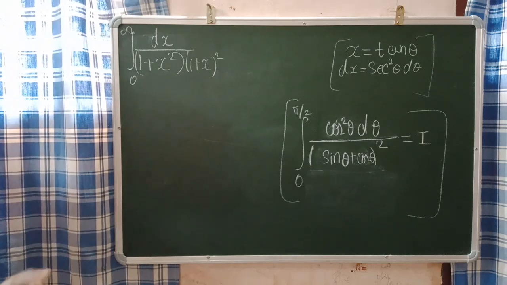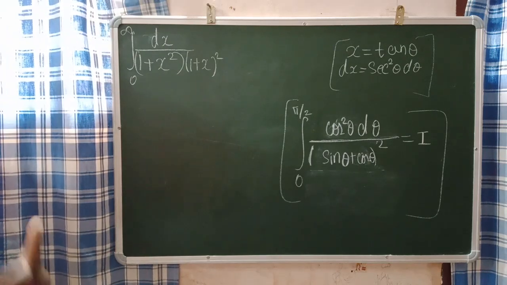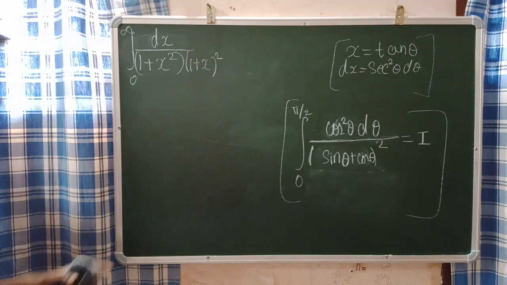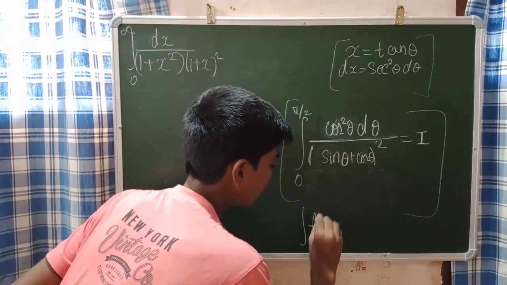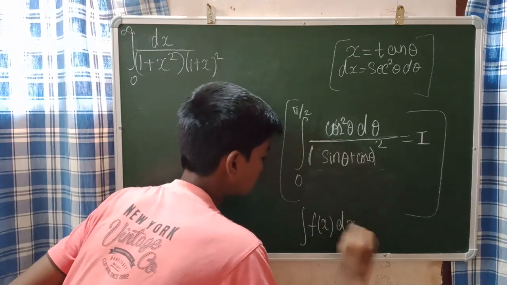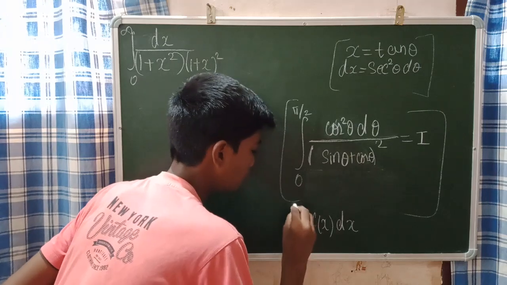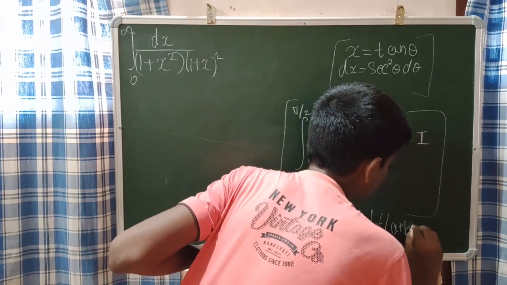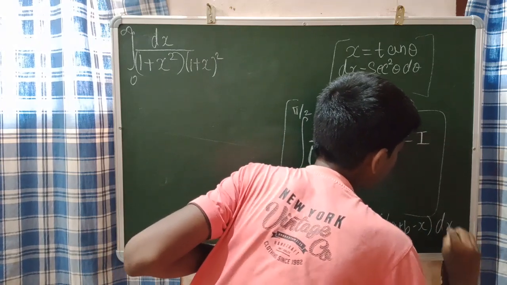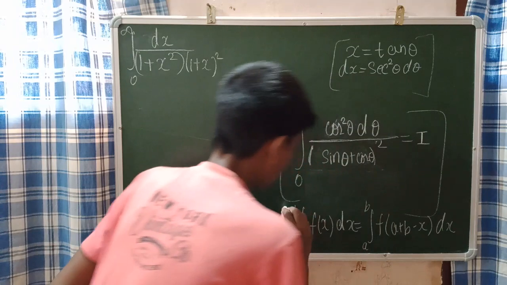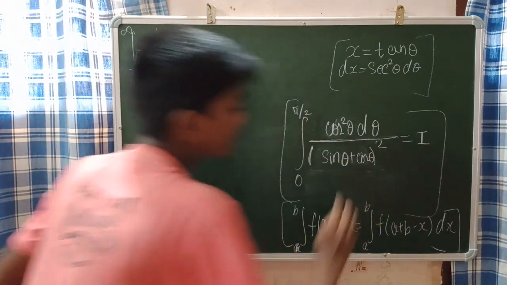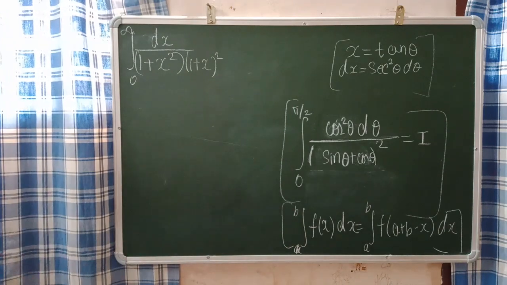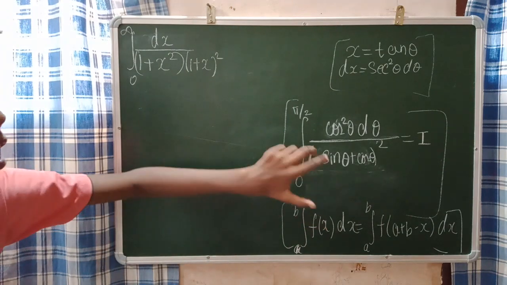Now, what I'm going to do is use your King's rule. So, what does your King's rule say? Your King's rule says that integral of f of x dx from a to b can be written as integral of f of a plus b minus x dx from a to b. This is what our King's rule says, right? And that is something I'm going to apply in this integral.